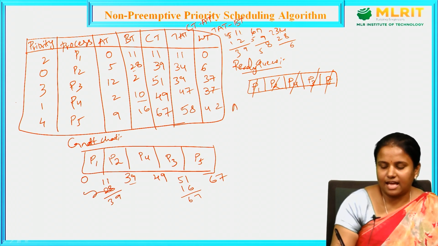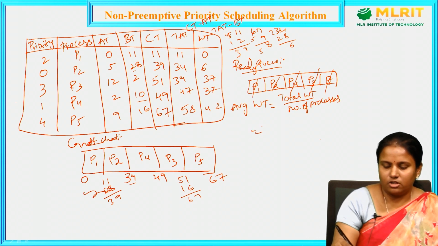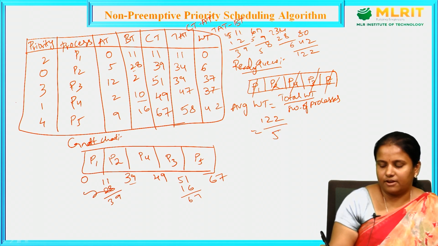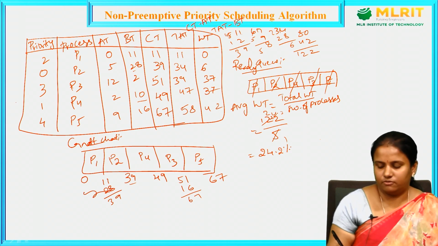Now I need the average waiting time. What is the average of waiting time? Total of waiting time divided by number of processes. What is the total? 37 plus 37 is 74, plus 6 is 80, plus 42 is 122. So 122 divided by 5 is 24.4. This is the average waiting time.